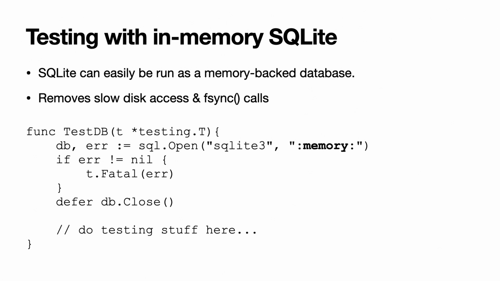But the bigger thing is that it has native support for memory-backed databases. This means you're not going to have any slow disk access. You're not going to have fsync calls. Everything actually lives on the heap. We can do this by setting the data source name, or the DSN, to :memory:, and then everything will just be in memory from that point on. And again, you just use that database like any other database, except now it's screaming fast.